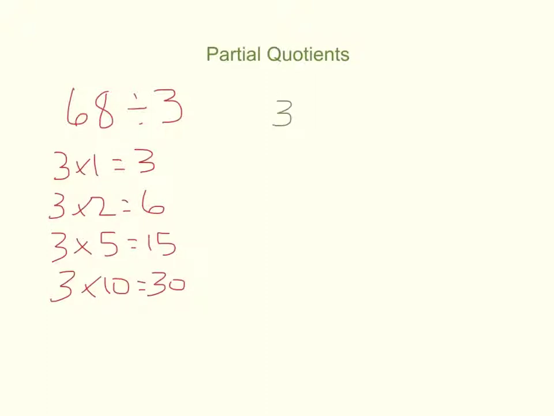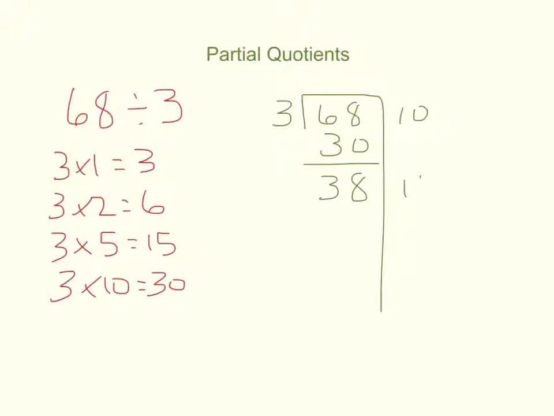So if I have 3 and I want to see how many 3's are in the number 68. Well, I know that 3 times 10 is 30. I know that I can get two groups of those. But I'll just start with the 1 to show how easy it is. So let's say 10 groups of 3 is 30. And if I take that out, I have 38 left, so I can do another group of 10. And now I have 8 left.